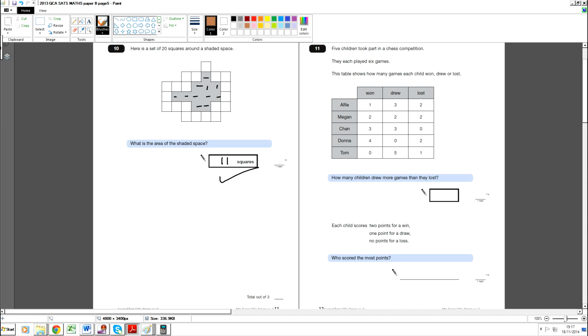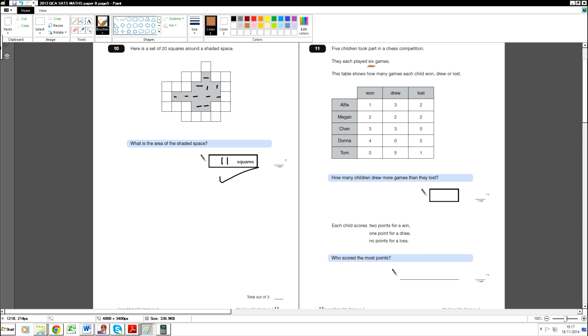Question number 11. 5 children took part in a chess competition. They each played 6 games. This table shows how many games each child won, drew, or lost. How many children drew more games than they lost? So drew more than lost. Let's have a look. Is 3 more than 2? Yes. Is 2 more than 2? No. Is 3 more than 0? Yes. Is 0 more than 2? No. Is 5 more than 1? Yes. So how many altogether? 3 children. Lovely.